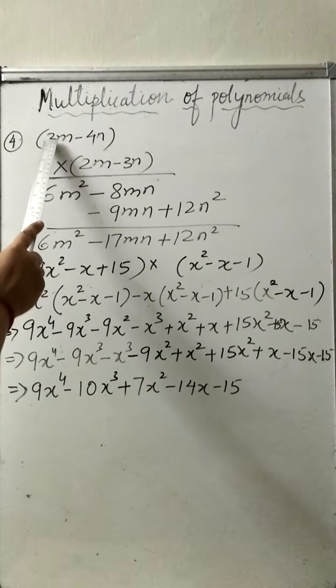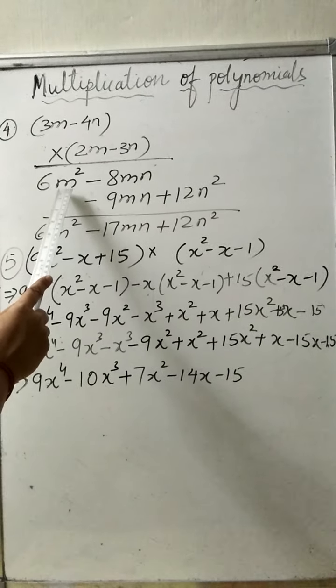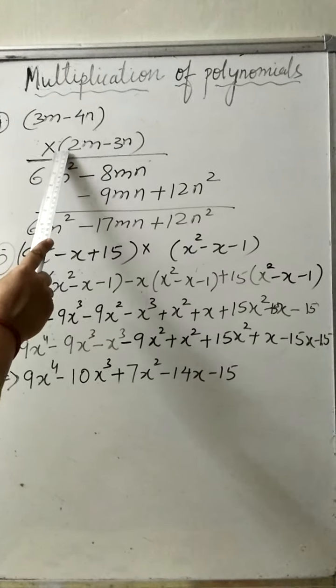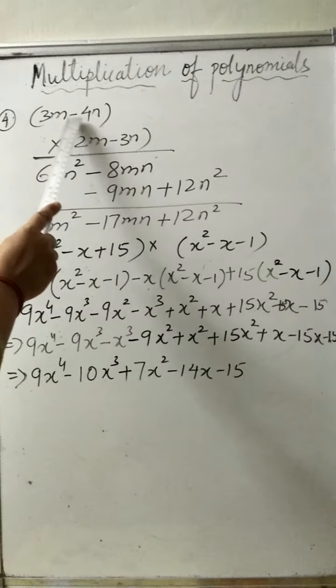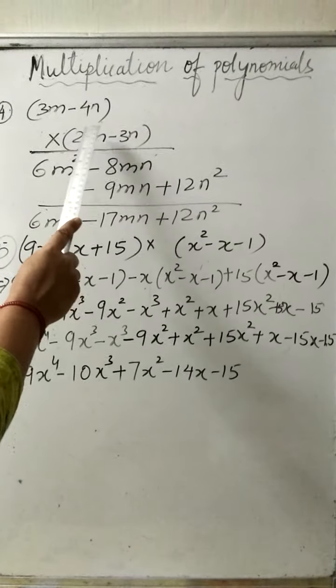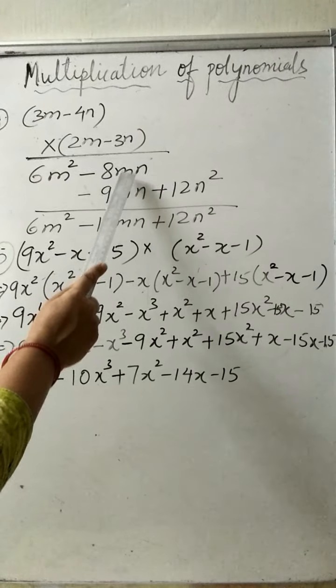So 2 3s are 6 and m into m is m square. So here I have written. Now next, 2m into 4n. 2 is carrying plus sign, 4n is carrying minus sign. So plus minus is minus. 2 4s are 8, 8m into n. So for 8m into n, you can write 8mn.